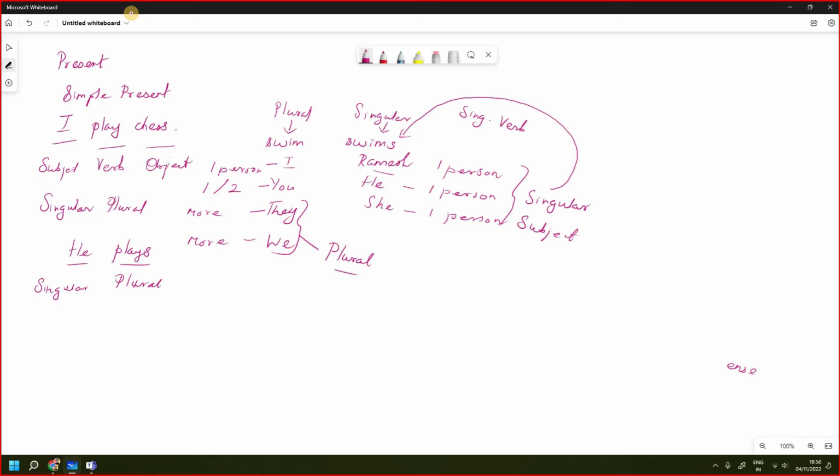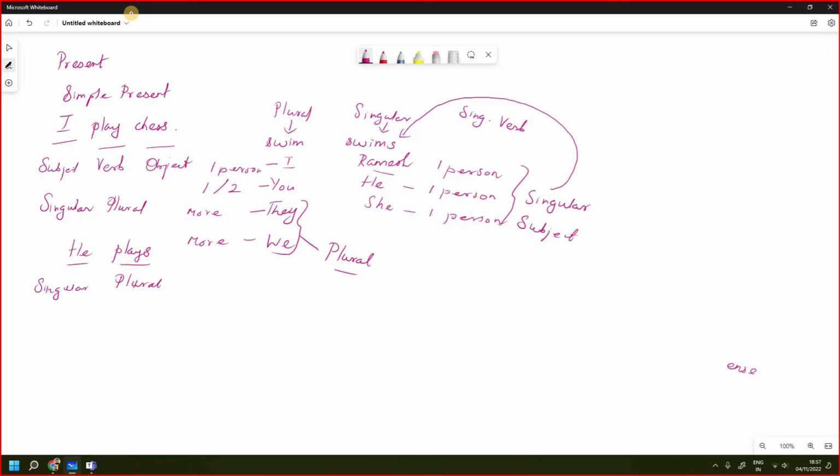So if the subject is plural, what should the verb be? If the subject is plural, the verb will also be plural. But here Ramesh is one person, he is one person, she is one person. So when we are talking about just a singular subject, the verb that we use after it should also be singular. And that is why we say Ramesh swims, he swims, she swims. So if it is singular, the verb takes this s, definitely. But here you see, I swim, you swim, they swim, we swim.